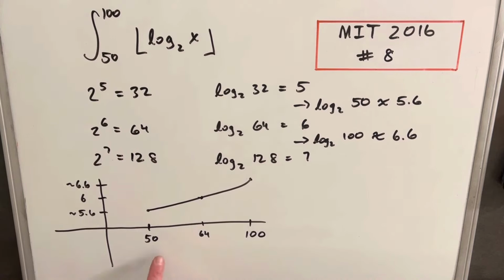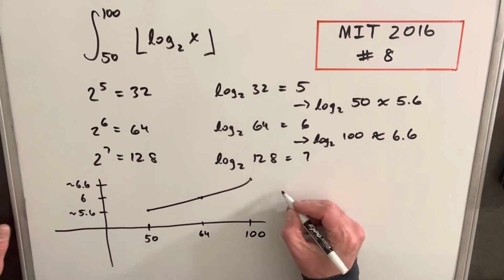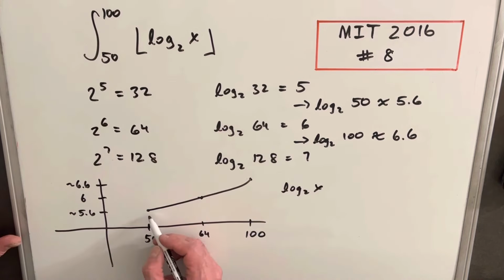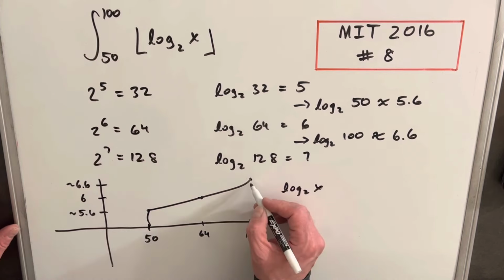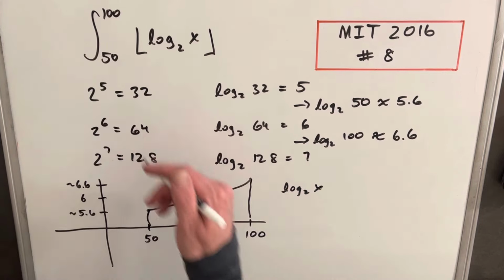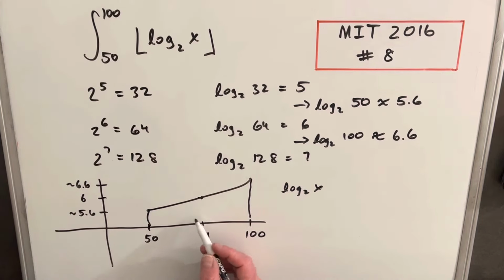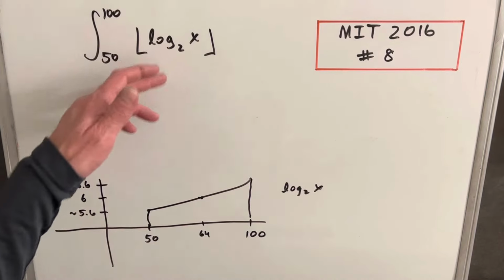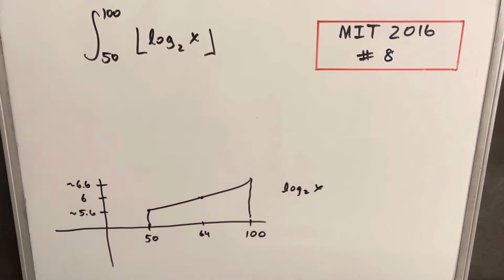So looking at a very rough graph of just log base 2 of x, we're not looking at the floor function yet. It starts at around 5.6 at 50 and goes to 6.6. If there was no floor, we could just integrate it and find the area under the curve. And now that we have some sense of what the graph looks like, let's look at the floor function.